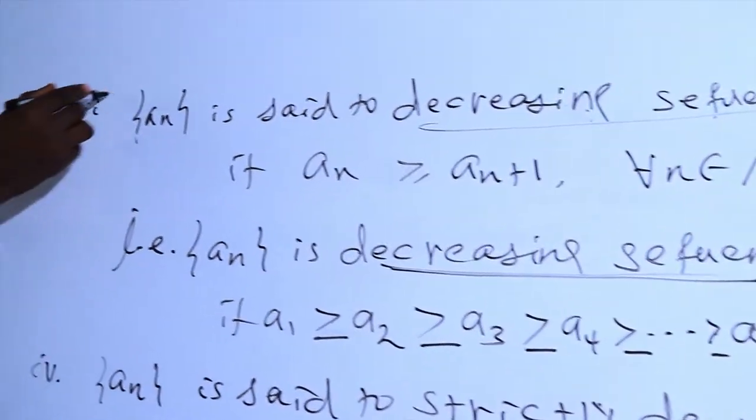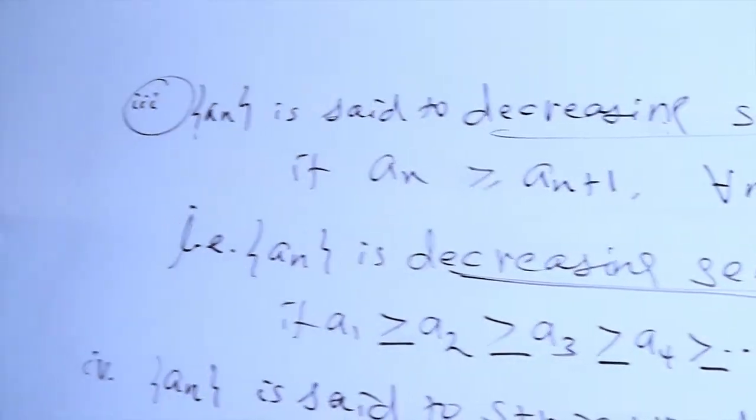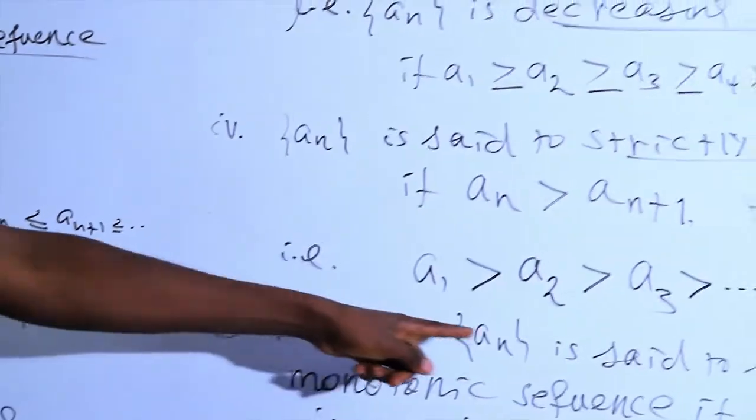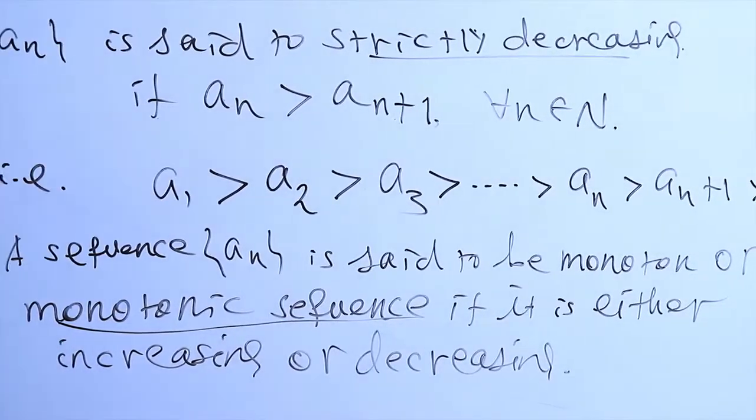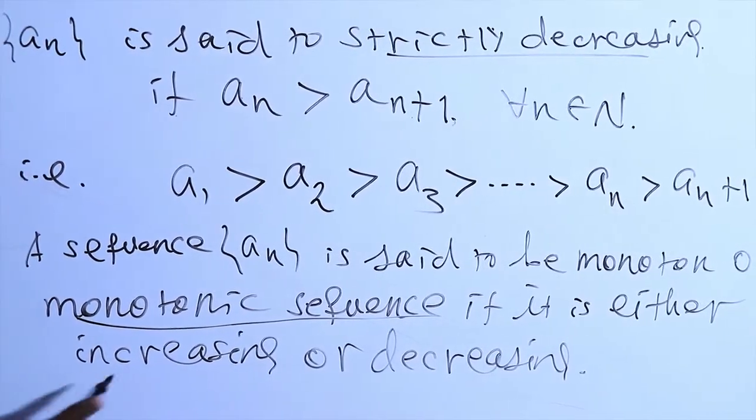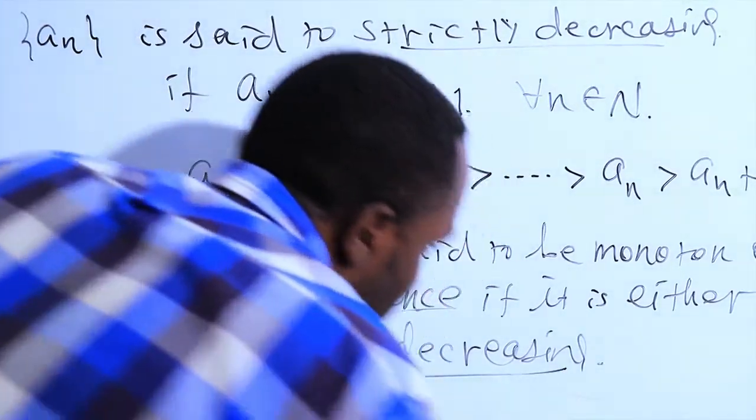Now, when you combine the third one and the first one, we can say a sequence an is said to be monotone, or we can say monotonic sequence. We can say monotonic sequence if it is either increasing or decreasing sequence.